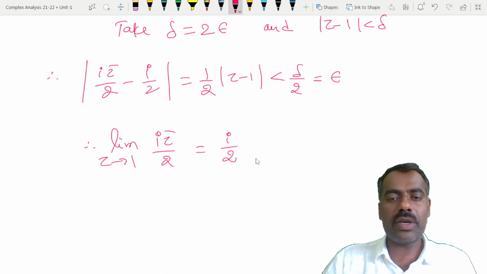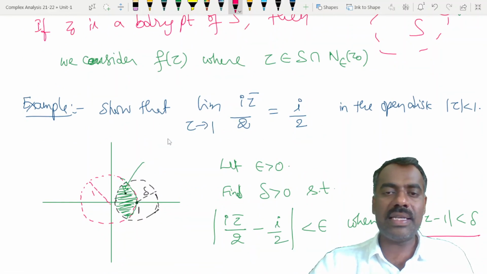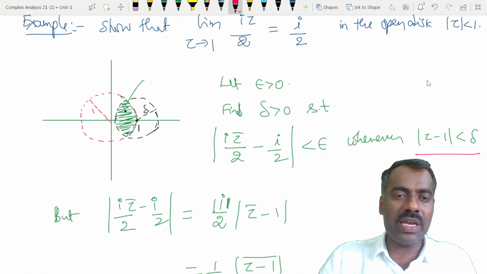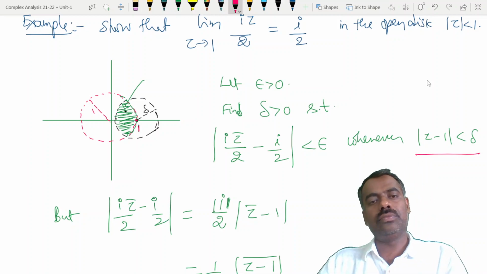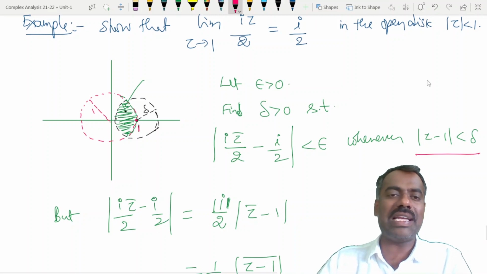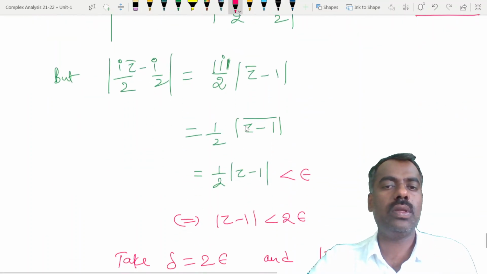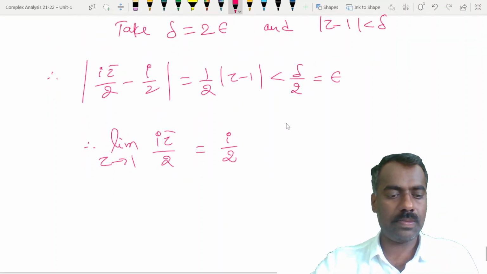Remember, this 1 is a boundary point. Is that clear? It is a boundary point for this disk mod z less than 1. This 1 that we are talking about here is a boundary point, or not? So we'll stop here, and in the next class we'll see some properties of limits.